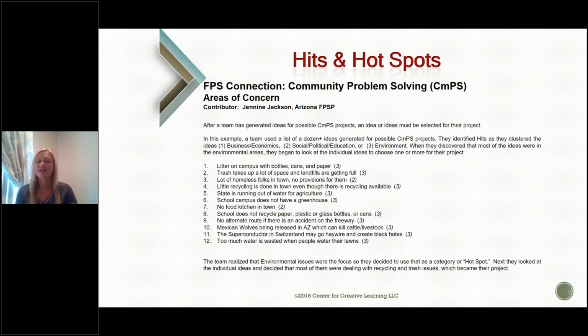And what we see here is that this team is passionate, has a lot of ideas about environmental issues. We decided that that would be the hotspot, so then we can move on to making the determination of which one of those ideas would actually become their project. In this activity that was shared by Janine Jackson from Arizona Future Problem Solving, this team actually decided that they wanted to deal with recycling and trash issues, and that actually did become a project that this team focused on.